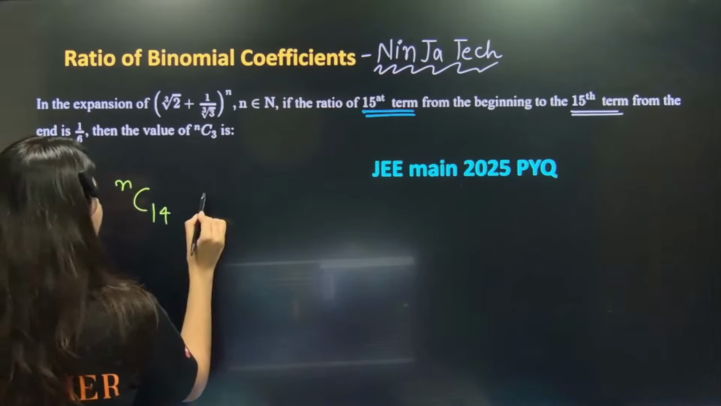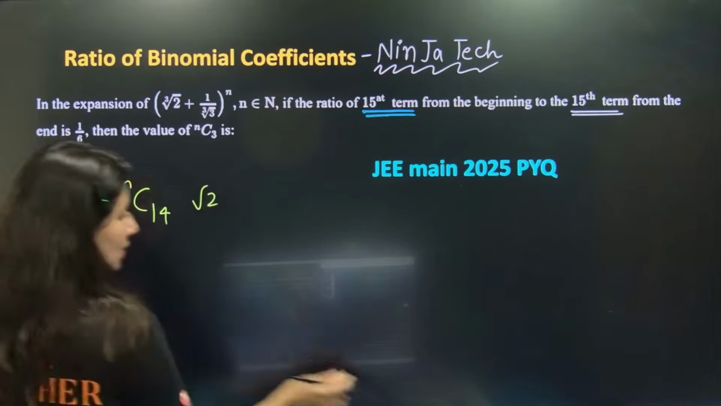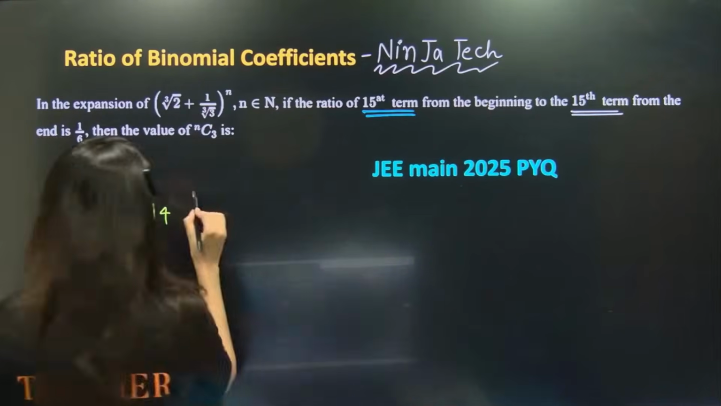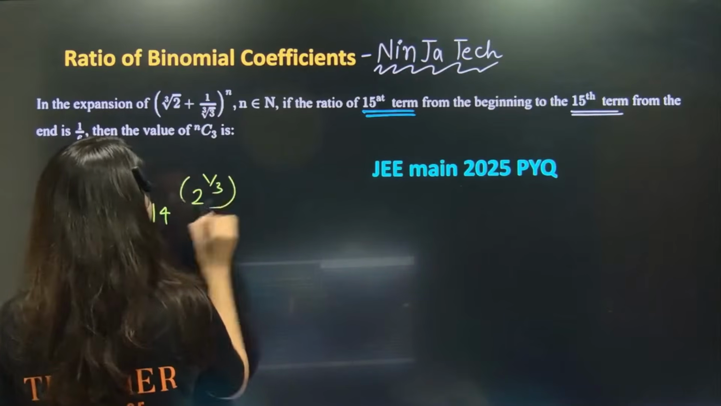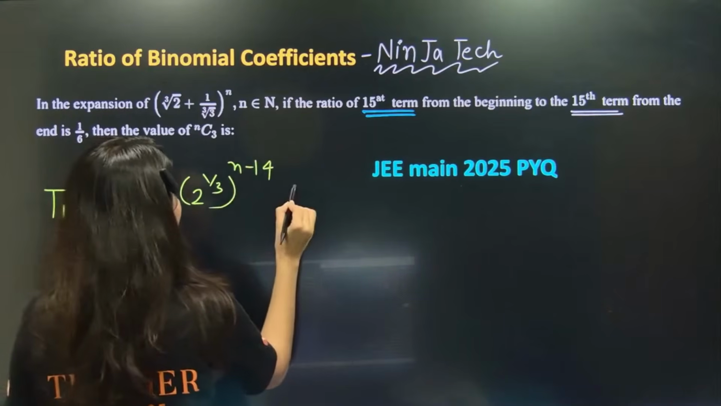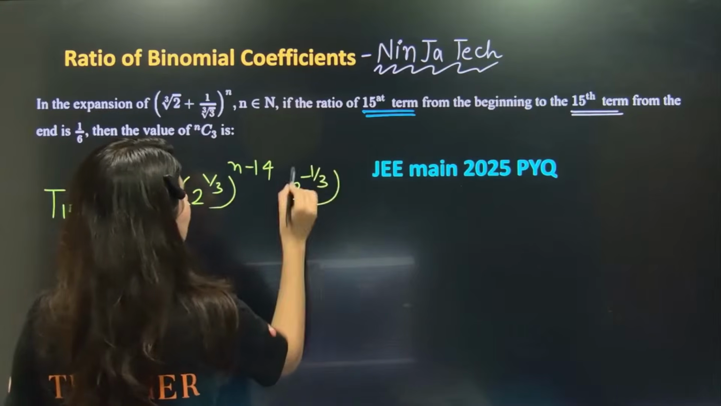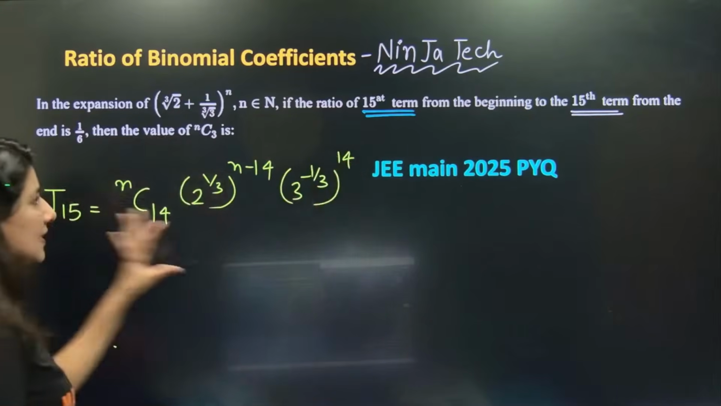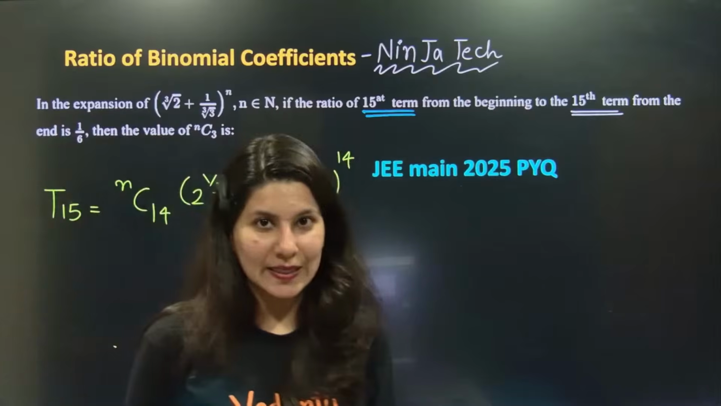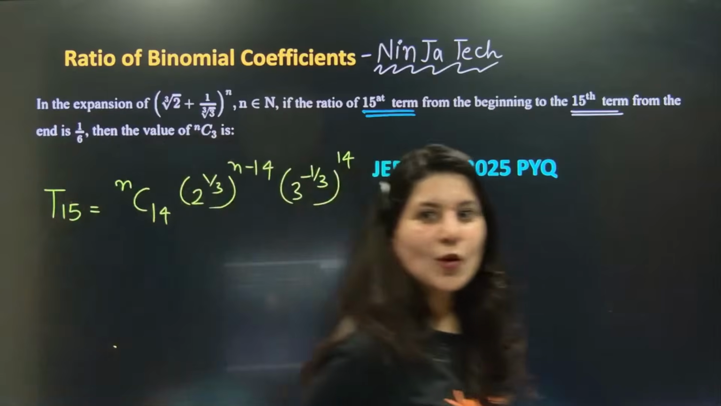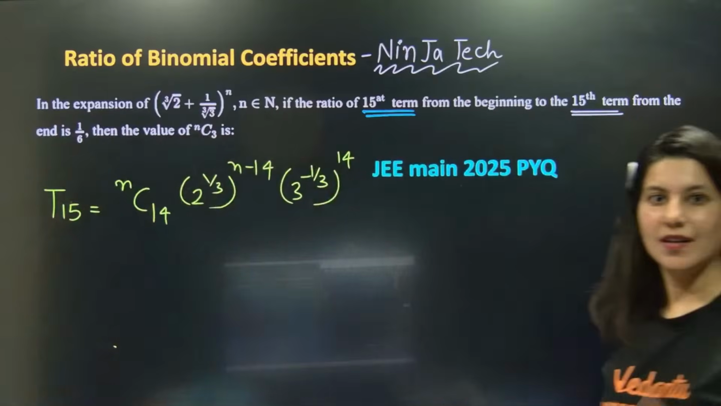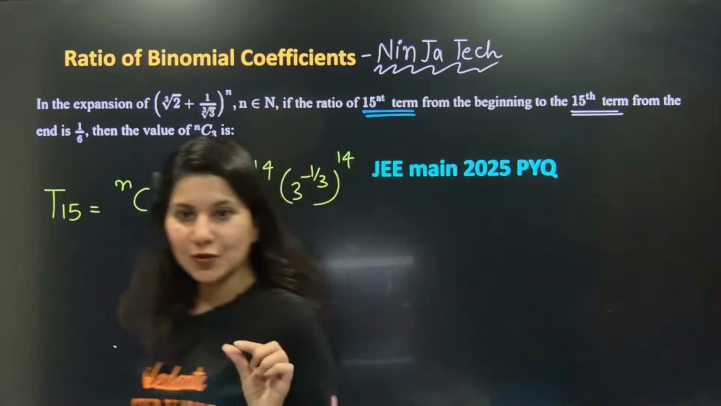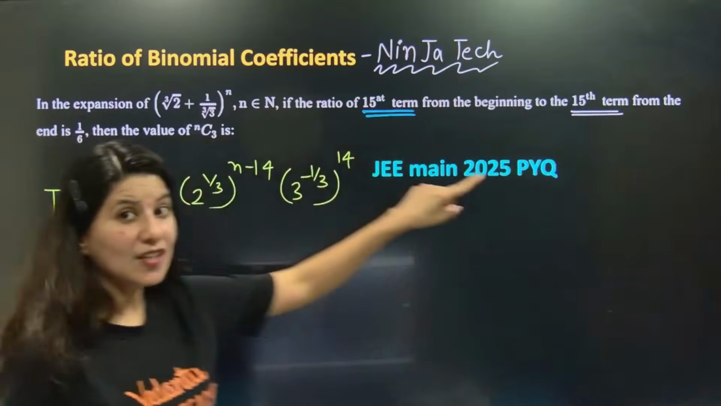NC14, and this is root 2. So not root 2, cube root of 2. 2 power 1 by 3 n minus 14 and 3 power minus 1 by 3 14. Correct? This is the 15th term from the beginning. But ma'am, what about the 15th term from the end? What to do? For that, what we are going to do is, 15th term from the end you are looking for.